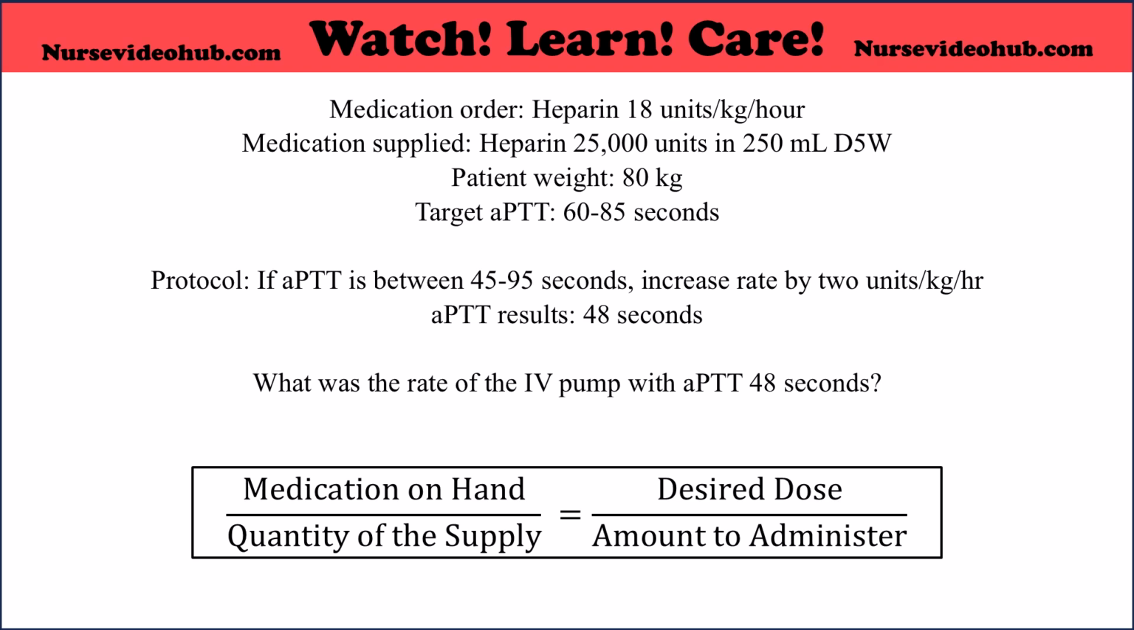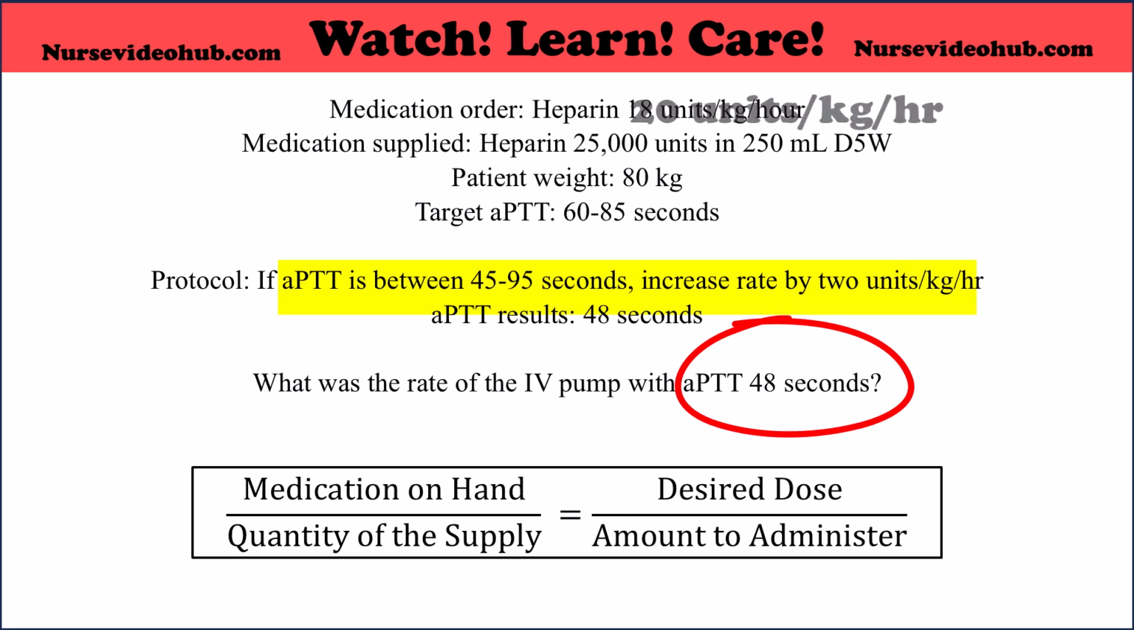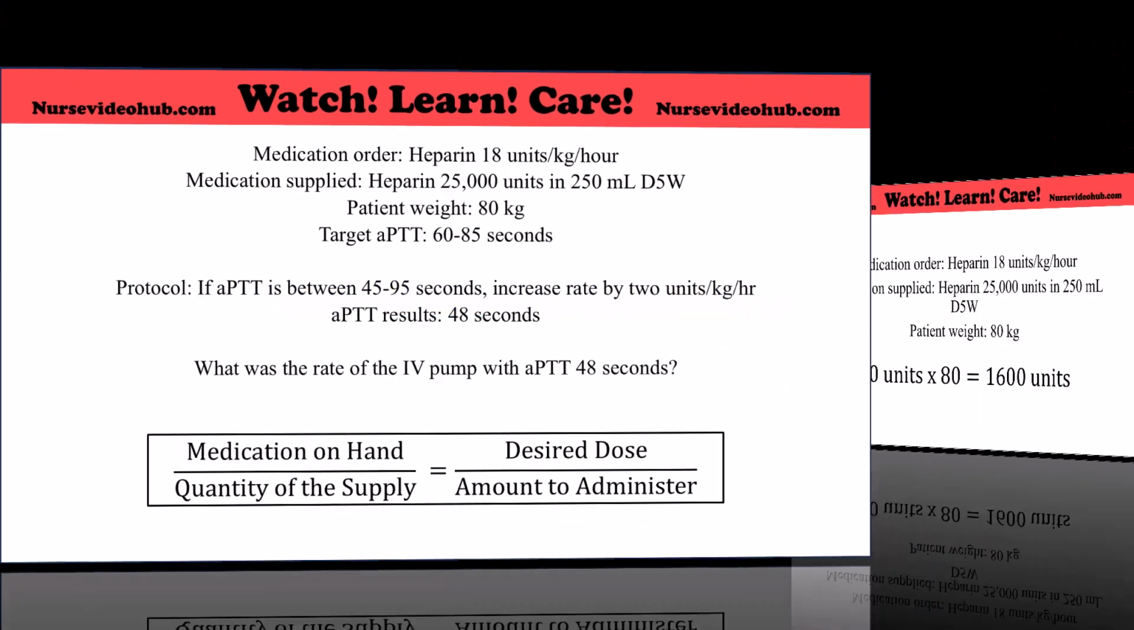Now, let's calculate the IV pump rate for when the aPTT lab value is 48 seconds. The protocol reads that if the aPTT is between 45 to 95 seconds, increase the rate by 2 units per kilogram per hour. The aPTT is 48 seconds, which means the rate must be increased by 2 units per kilogram per hour. So you would calculate the rate the same way, except the patient would be receiving the dose of 20 units per kilogram per hour, 18 units plus the 2-unit increase.